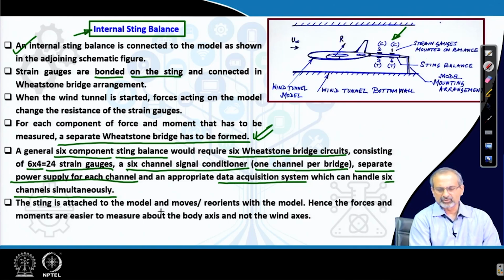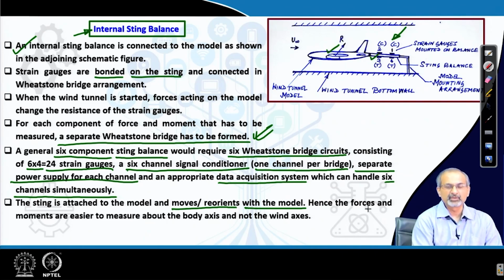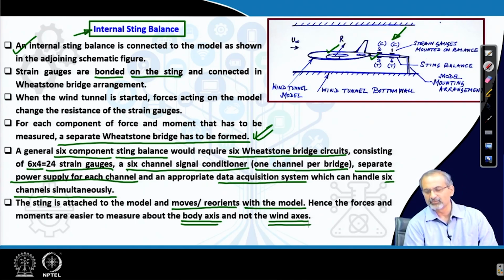The sting is attached to the model and it moves or reorients with the model. So, the movement of the sting is coordinated with the movement of the body. Hence, the forces and moments are easier to measure about the body axis, because the sting and body axis are identical and the forces are being measured in that axis system, not the direction along which the wind blows, which is basically referred to as the wind axis.